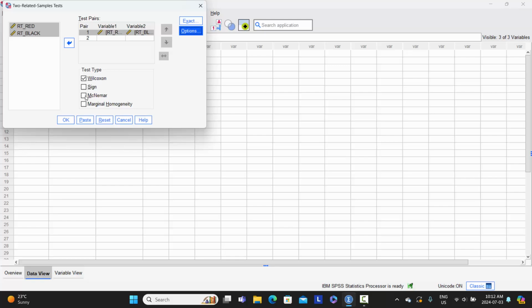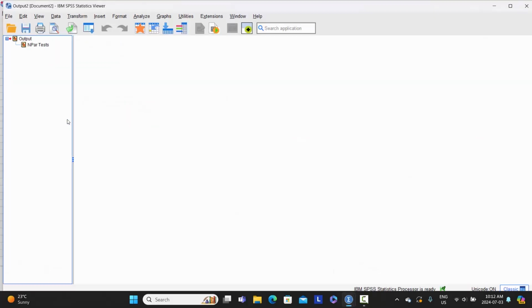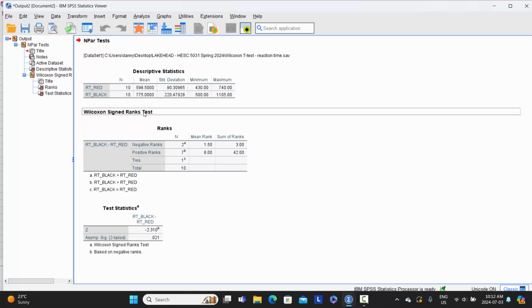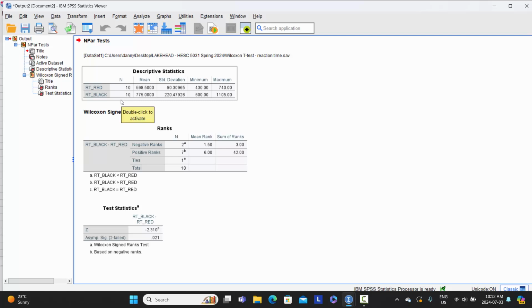I'm going to continue. And there are a number of approaches here, but I'm going to zero in and focus on the Wilcoxon approach here to examining differences between these two measures. And I'm going to hit OK to run the analysis. And what we see here is we have a sample size of 10 for each of the two conditions because each of the 10 participants engaged in both trials.